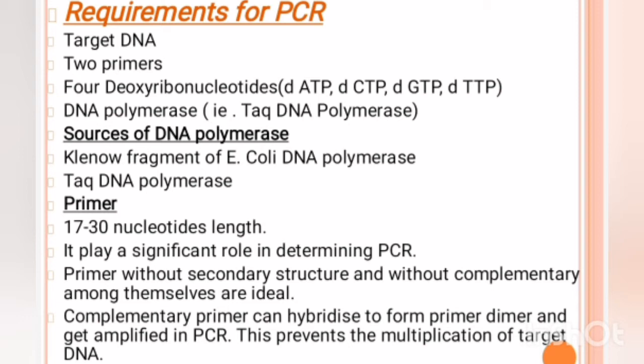Primers without secondary structure and without complementarity among themselves are ideal. Complementary primers can hybridize to form a primer dimer and get amplified in PCR. This primer dimer prevents the multiplication of target DNA.